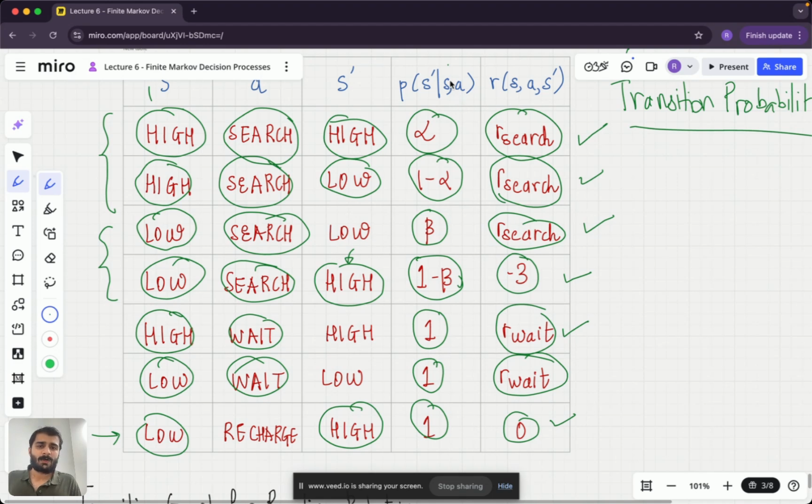Now, because the state signal has a Markov property, the probability of S dash only depends on S and A. It does not depend on what your robot did in the last 2 years or in the last 2 months. It only depends on the current state and action. That's the power of expressing reinforcement learning problems as Markov decision processes.